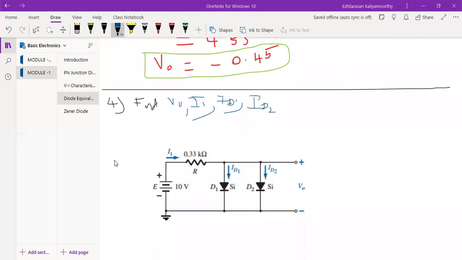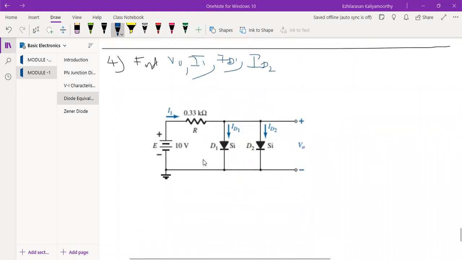So now, next we'll see if the diodes are connected in parallel, then how we have to do the numericals. In this, you can see this is the figure which shows the two diodes connected in parallel. From this, we need to find out V0, the output voltage. Then we have to find out ID1 and ID2, that is the diode current one, diode one, diode two. Then you have to find I1, that is current.